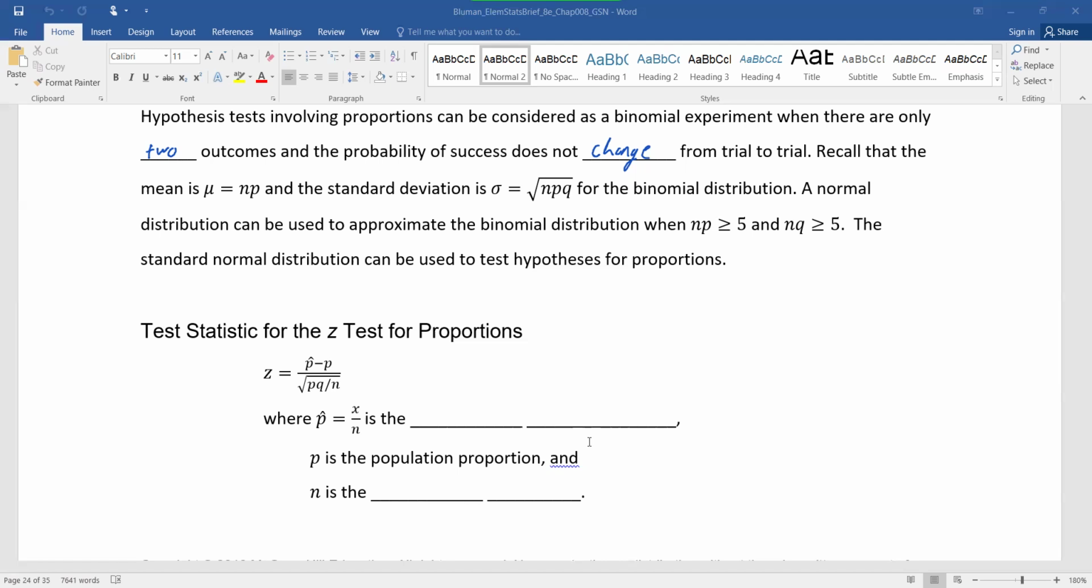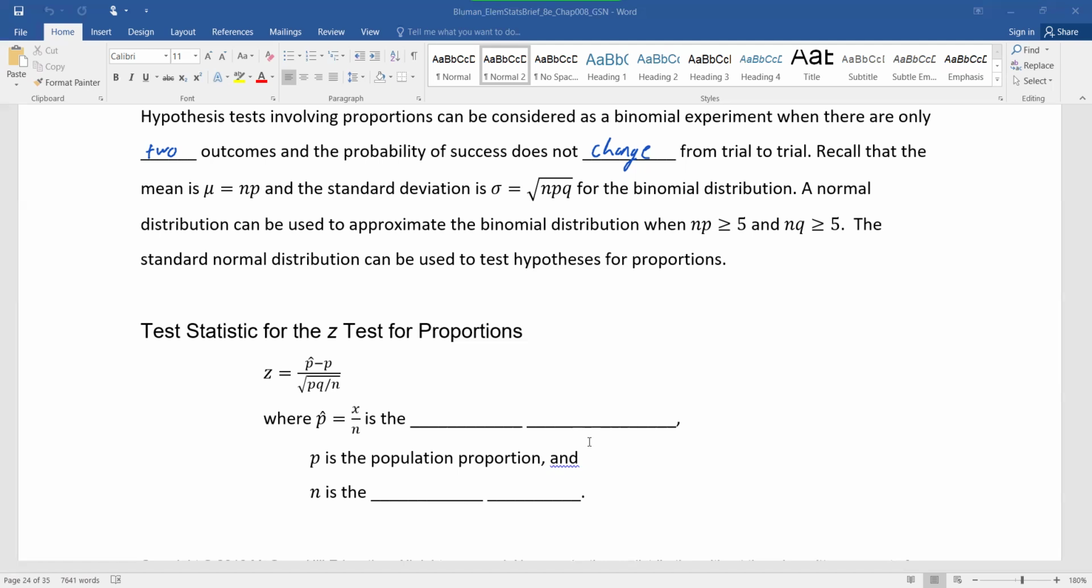Last time we did this, I think in chapter 7, I didn't make us do the test, but I did it anyways with y'all, and we got like 138. But always check to make sure that these two do give you greater than 5, or we will not be able to use this. All right. So the standard normal distribution can be used to test hypotheses for proportions. The test statistic for the z-test for proportions is as follows.